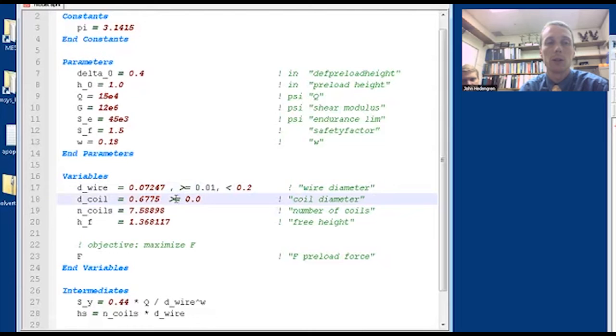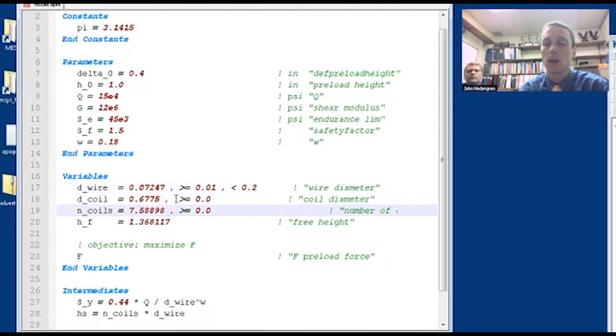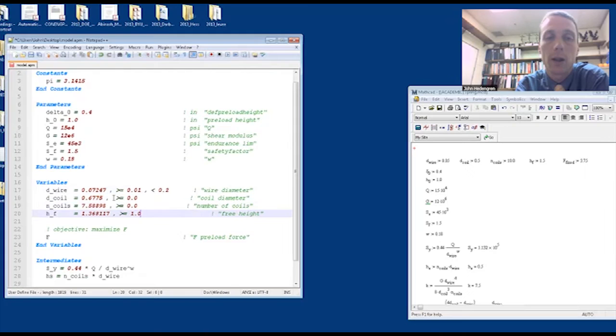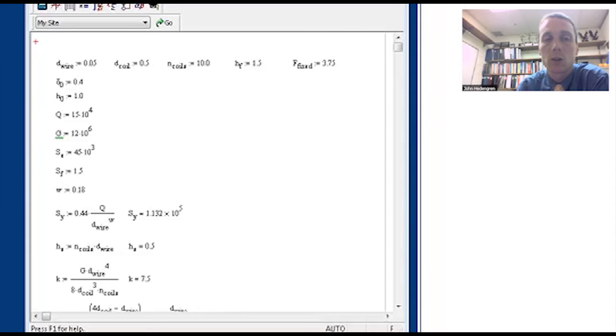They're not required, but they can certainly help if you include them in your problem formulation. So I'm just going to include greater than zero there. Number of coils, I also know that has to be greater than or equal to zero, and that can also help the solver find a solution. This one I'm going to say is greater than 1.0, because my free height is going to be greater than the preload height, and I said the preload height was 1.0. So I know that's always going to be greater than 1. Sometimes when a solver can't find a solution, it's because it's looking in areas where it shouldn't, and it could cause some problems for the conversion.